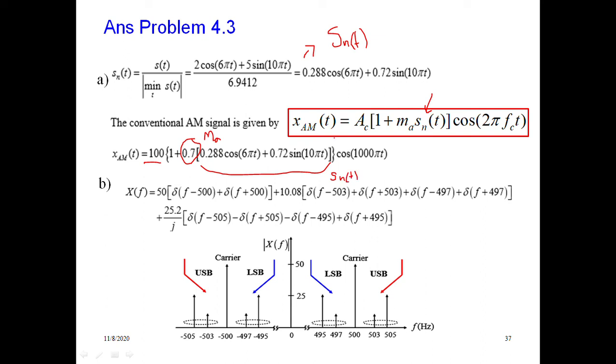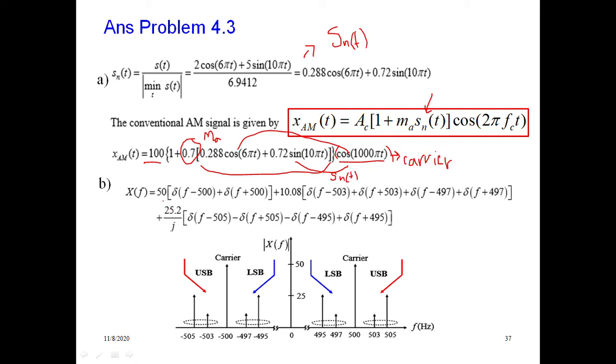And lastly you have to multiply with the carrier. This is the carrier, this part only. Now you have all the information. You do the multiplication of cos and cos, and also sine and cos. Cos and cos will trigger 2 deltas, and sine and cos also 2 deltas.